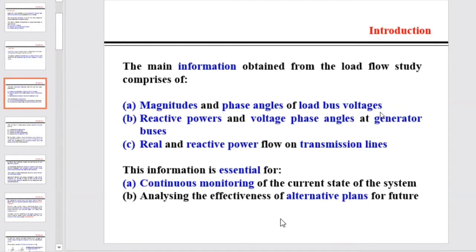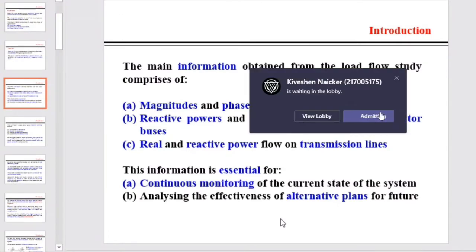For example, if it's a load bus, we get the magnitude and phase angle of the voltage. If it's a generator bus, then we get the reactive power and the voltage phase angle. We don't get the others. Similarly, if we look at the transmission line, we get the real and reactive power. There are different types of buses that I just mentioned, two of them, load bus and generator bus, on the bullet points A and B. But there are other types of buses as well. I'll discuss them later on. So when we come across different types of buses, according to the bus, we will have something known and something unknown, and we will have to solve for all those that are unknown.